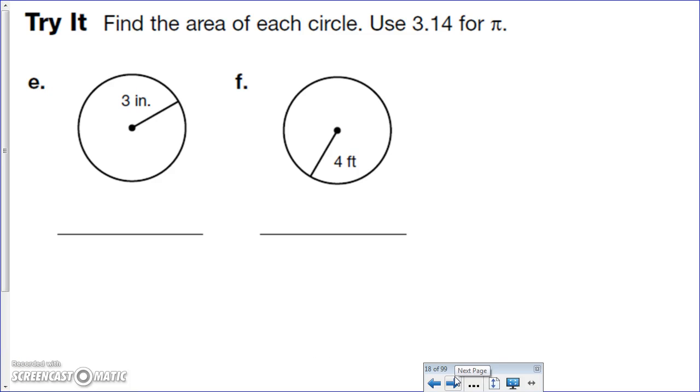For the triad, we need to find the area of each circle. Use 3.14 for pi. You are going to need to use your math notebook to do the work because it's not going to fit on the page you have there. So first thing, copy down the formula beneath the problem. Area equals pi r squared. Then we fill in what we know, 3.14 for pi and 3 for the radius. So 3 squared is 3 times 3, that becomes 9.